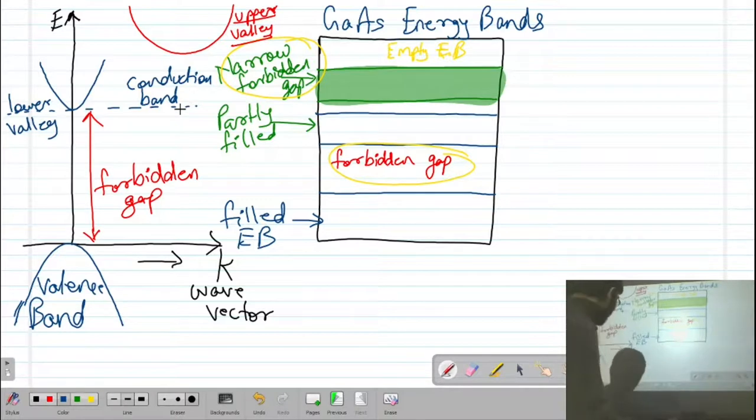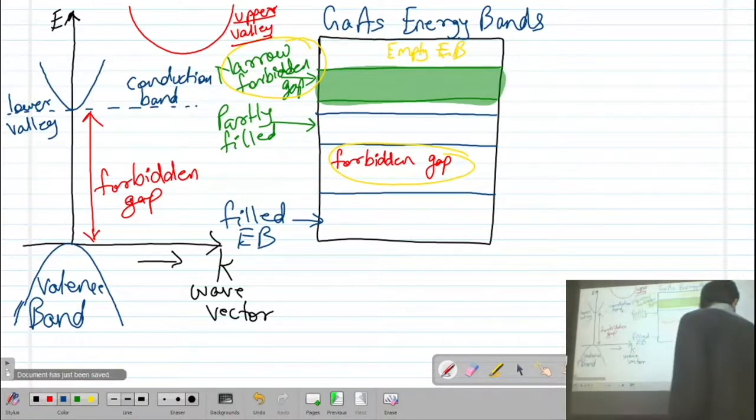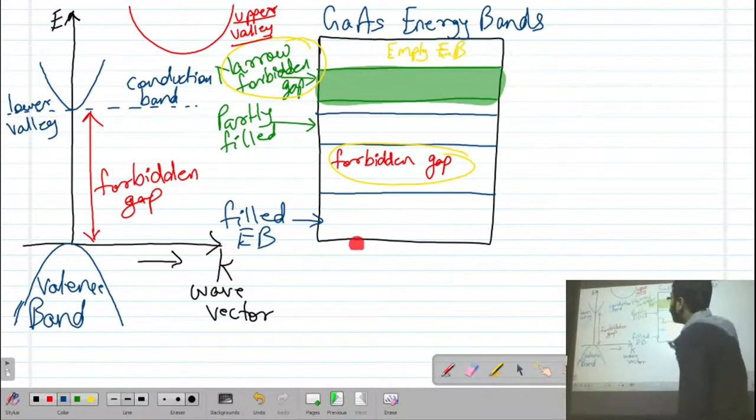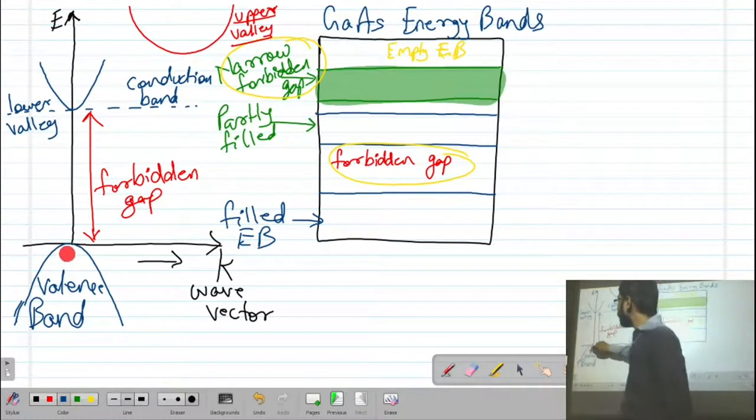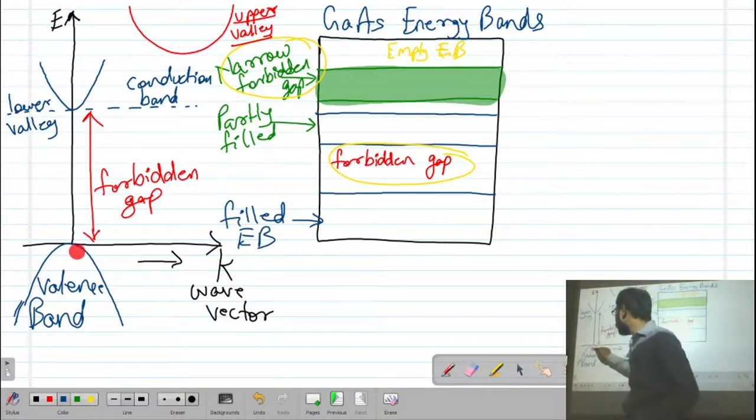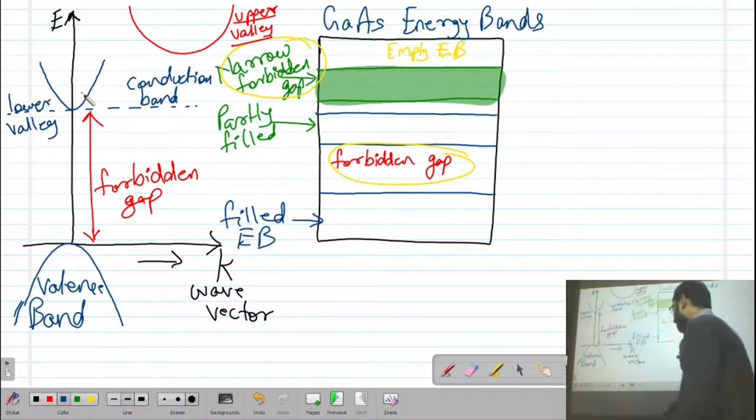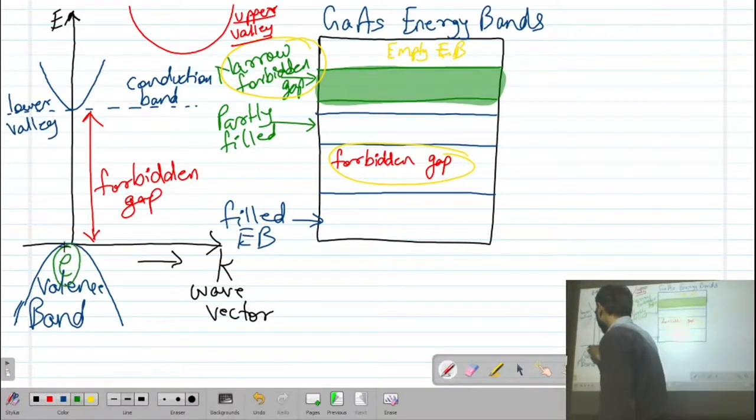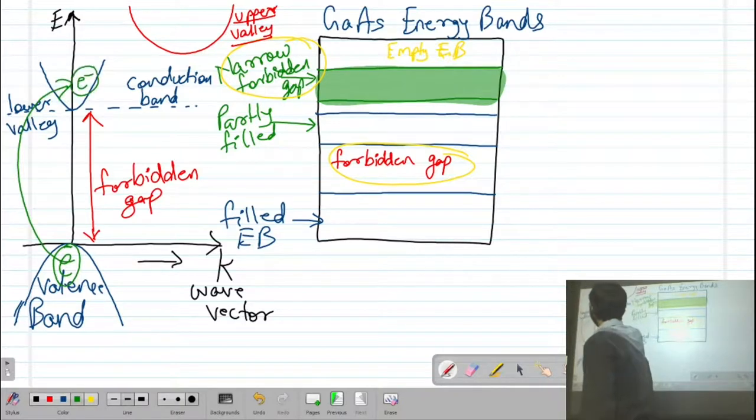Now what happens when you apply a sufficient amount of potential or electric field with respect to this energy band gap? The electron is going to be transferred from the lower value to the upper value, from this valence band to the conduction band. In the conduction band you have two values, a lower value and an upper value. Normally with some potential or field, the electron will transfer from the valence band to the conduction band.